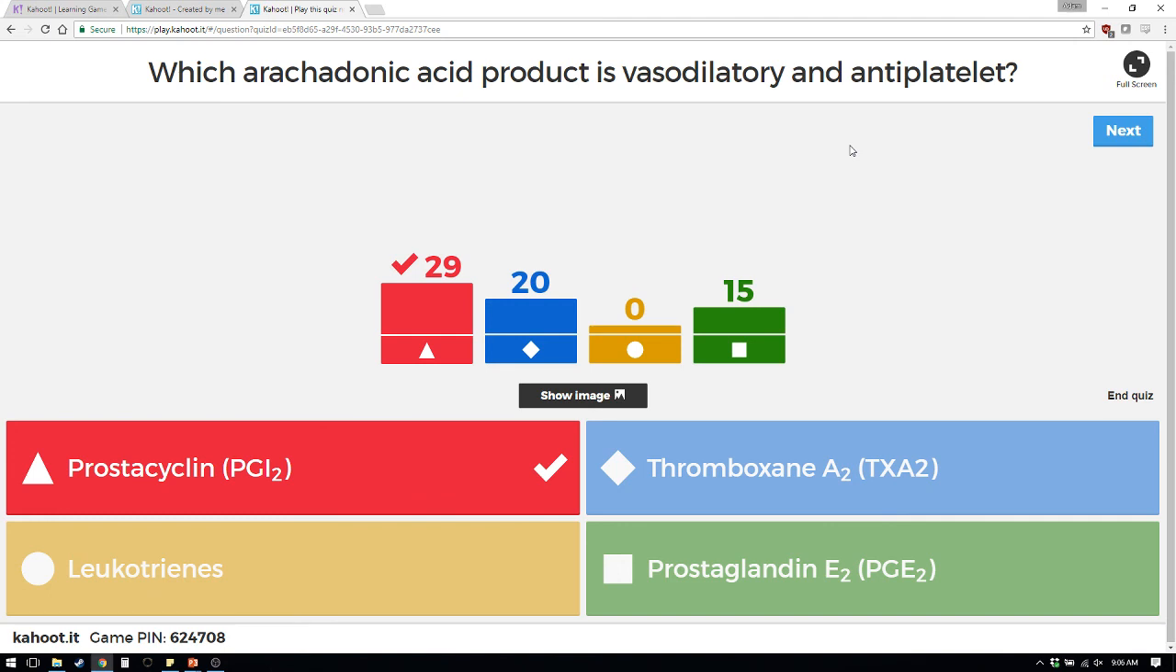PGE2, or prostaglandin E2, is really important for cytoprotection within the stomach. That's a potent stimulus for secreting the mucous membrane around the stomach that protects you from acids. It is also something that can induce labor. It's been used for chemical abortion before, so it has several uses there, but it's not primarily involved with the vasoconstriction or dilation.